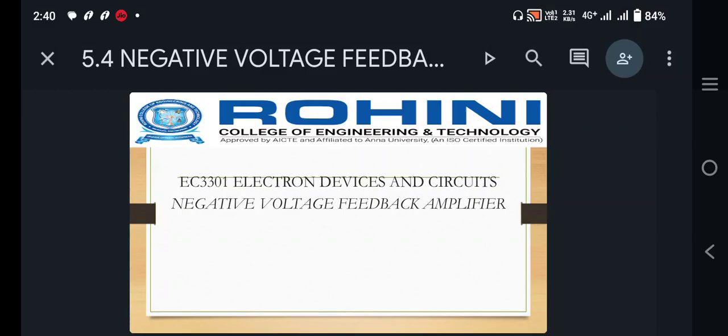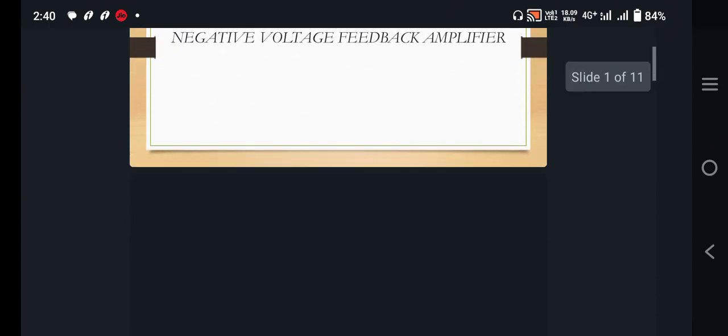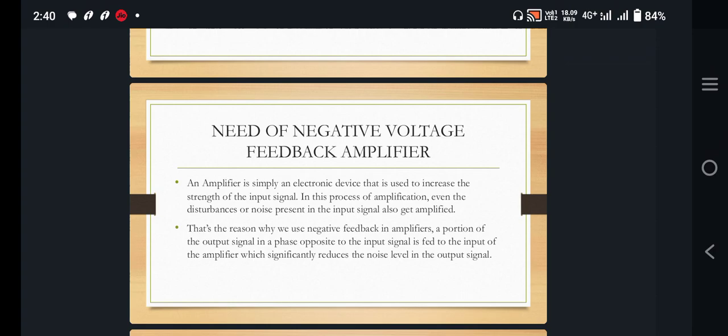Next topic in the fifth unit of EDC is negative voltage feedback amplifiers. The need of negative voltage feedback amplifiers.